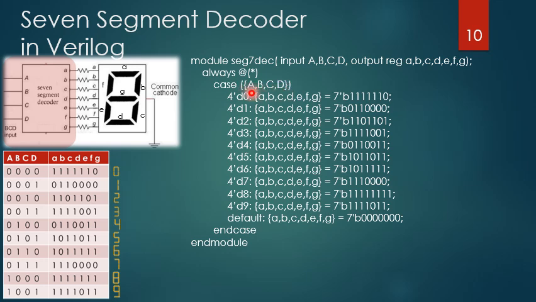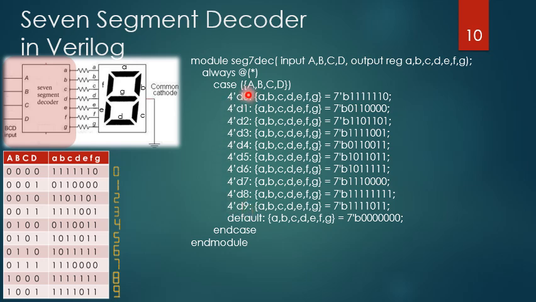Then only I can put in the case statement bracket. Okay, and then if ABCD equal to 0, corresponding to this row, then my decoder output will be 1111110, a 7-bit output, and so on. You code in this way, and it's a good practice to put default at the last row of the case statement to show that if the value of A, B, C, D is not listed here.